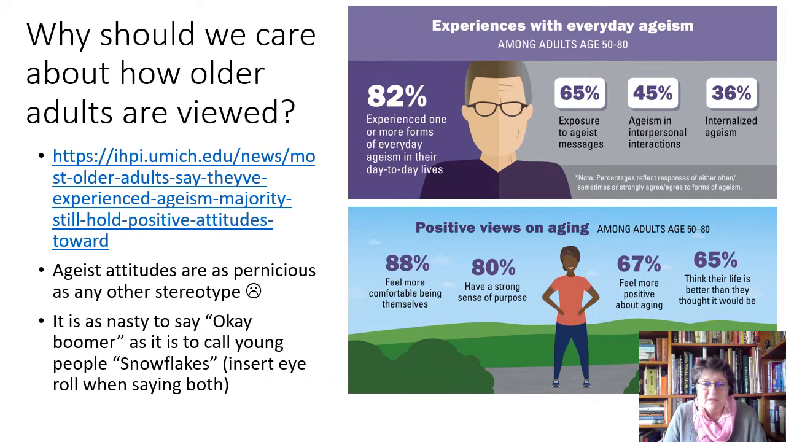Well, as I said, we're all going to get there one day, and the ageism we see in the two infographics is that the ageism people experience compared to how they see themselves, how actually older people think about being old. It's not as bad as we thought, and that ageist attitude. It's as nasty to say "okay, boomer," like old people, as opposed to say oh, snowflakes. So both are as bad.